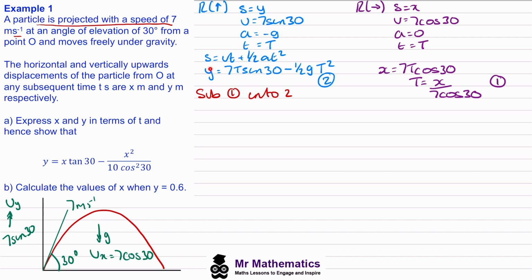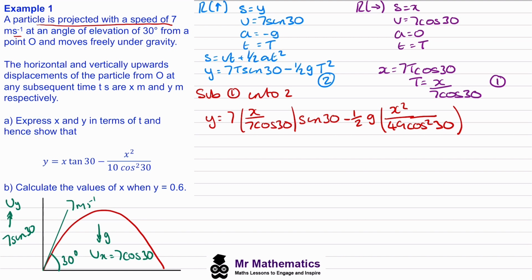So if we start with this y, this will equal 7t, and we know t is x over 7 cos 30, sine 30, minus, we can work out 1/2 of g, and then for t squared, well, I'm going to square this, so we get x squared over 49 cos squared 30.